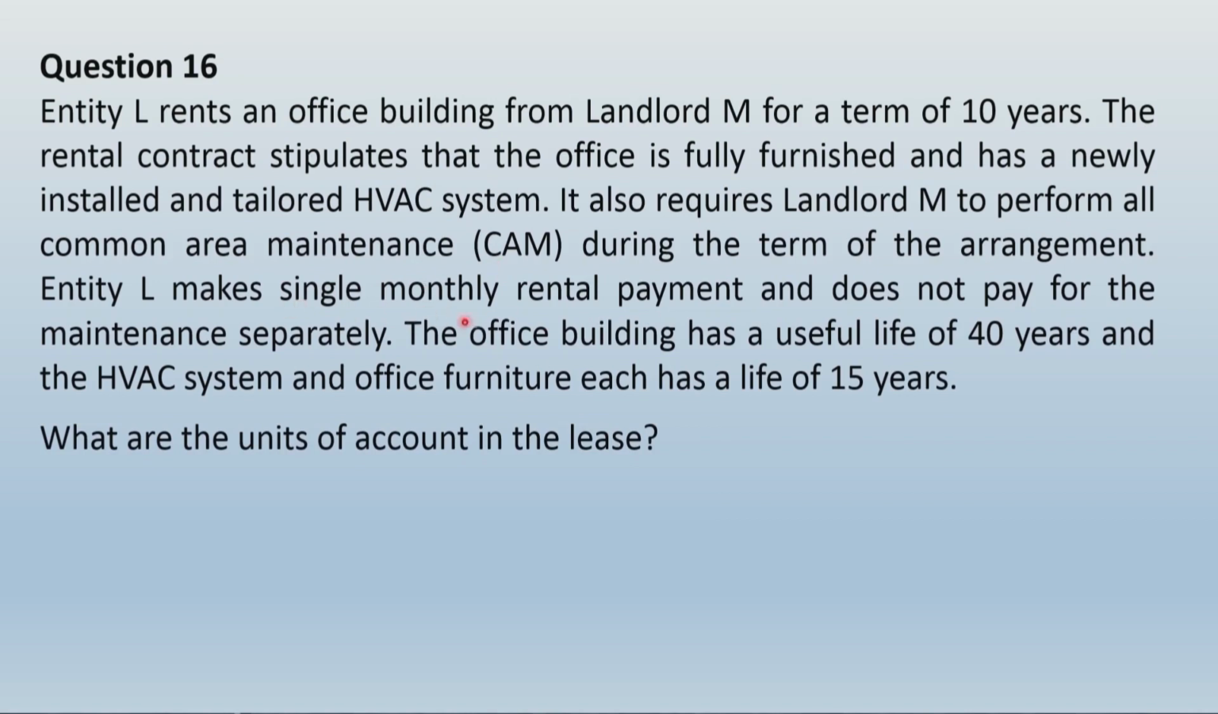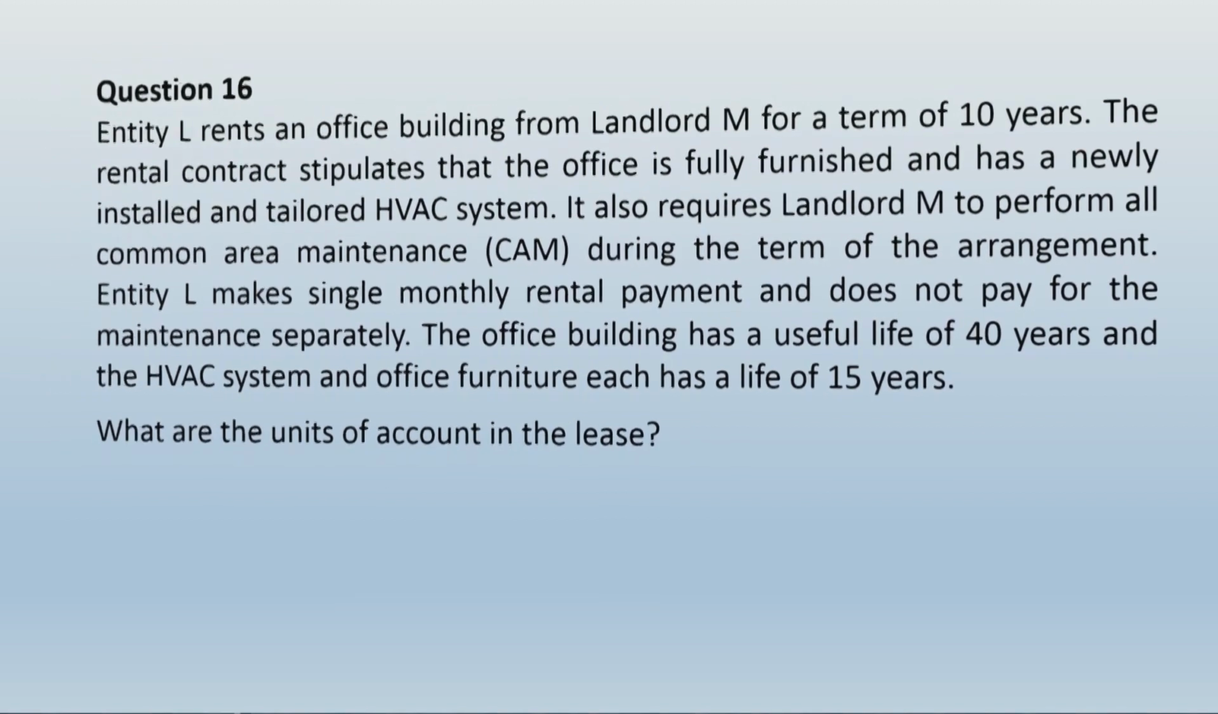The lessee is making a single monthly rental payment. That means the rental payment includes 3 components. One, for the use of office building along with HVAC. Second, for the office furniture. And third is for the maintenance. So what we can finally conclude is that there are in total 3 components involved in the arrangement, 2 lease components and 1 non-lease component. So let us see how to present the answer.